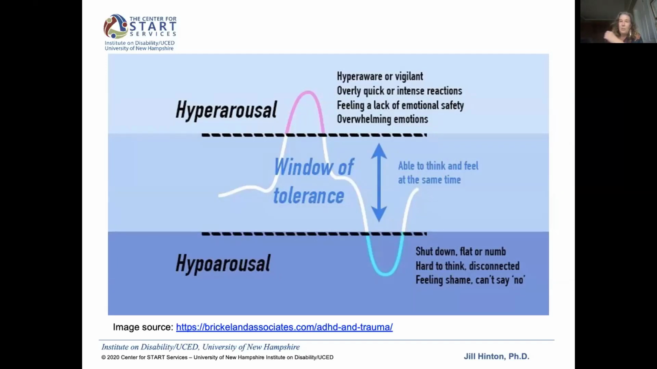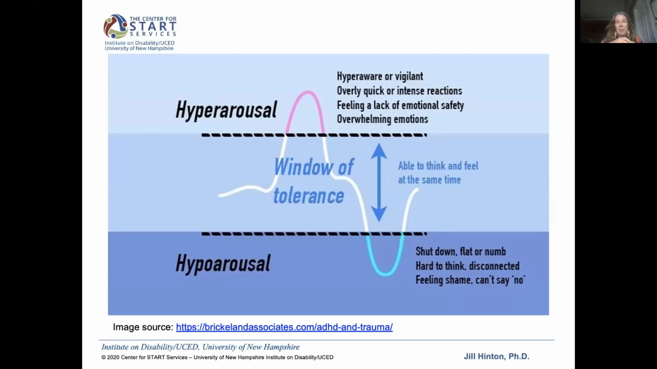We all kind of have this window of tolerance, which is the place where we operate, where we can think and feel at the same time. So things can go wrong, we can be upset, but we can still think through and problem solve and get through on a day-to-day basis. There are times for all of us when our ability to think and feel at the same time gets impaired because of so much stress or something happening really unexpectedly, and we can become really hyper aware, vigilant, react really intensely with our emotions, and feel overwhelmed, right? So that can happen to all of us at any time.